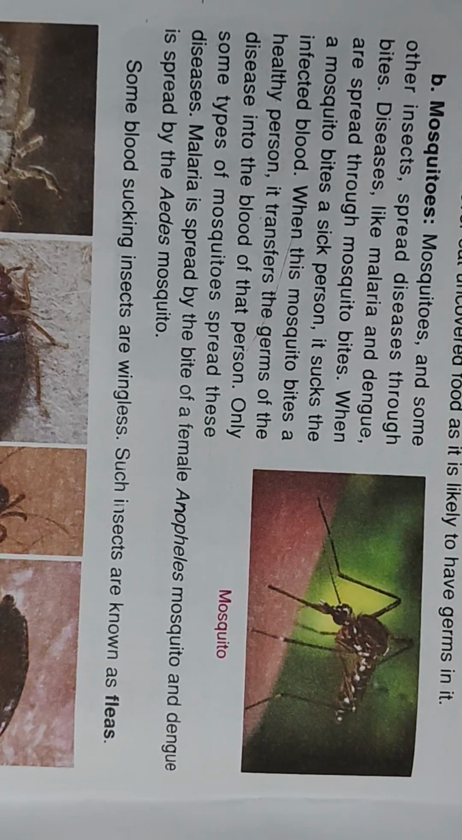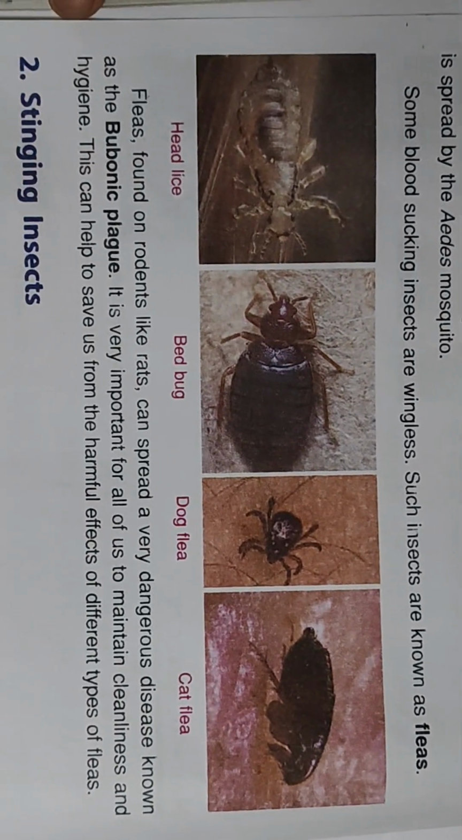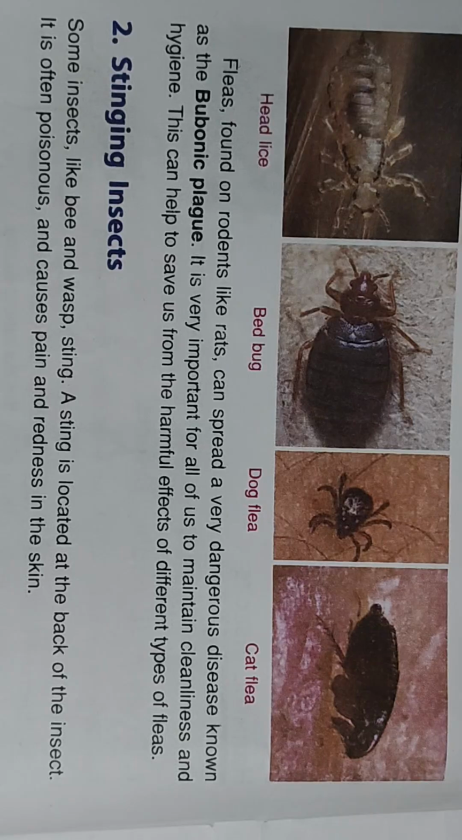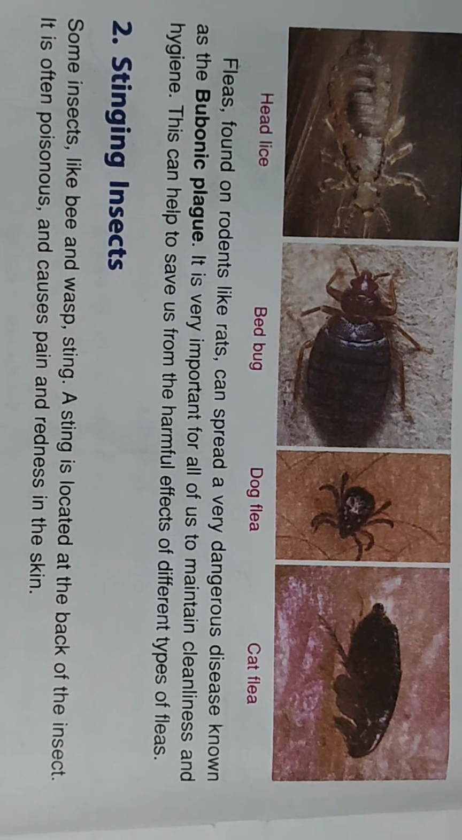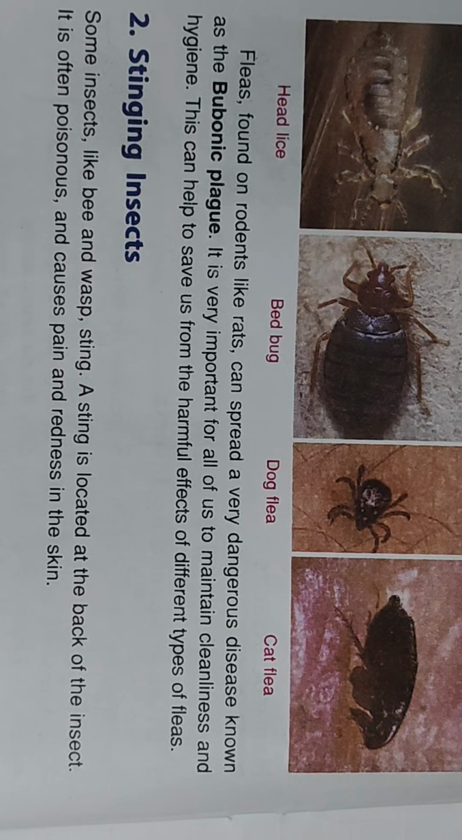Some blood-sucking insects are wingless. Such insects are known as fleas. Fleas found on rodents like rats can spread a very dangerous disease known as the bubonic plague. It is very important for all of us to maintain cleanliness and hygiene. This can help us to save ourselves from harmful effects of different types of fleas.